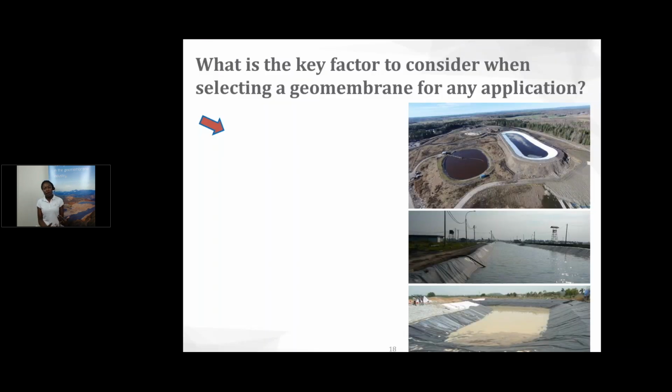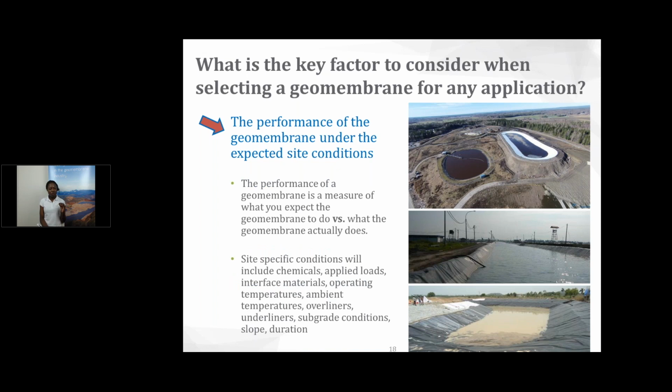So those are some of the few practical applications where geomembranes are used. So what is the main factor to consider when we want to select a geomembrane for a site or for an application? The main consideration is the performance of that geomembrane under the expected site conditions. I know sometimes we tend to see a geomembrane as a commodity whose selection has to be based on price, but that shouldn't be so. We should look at a geomembrane based on the actual conditions under which it's going to perform.